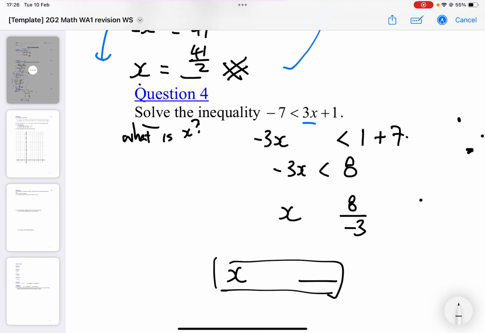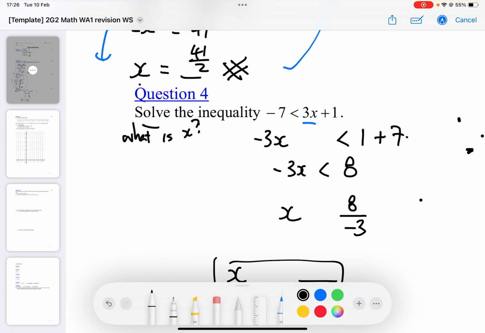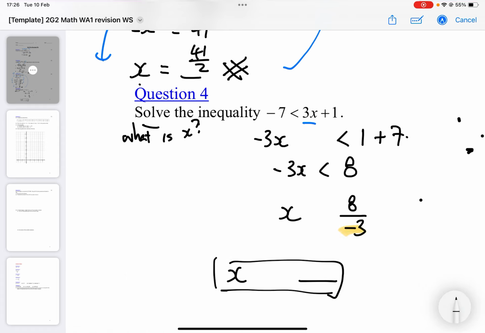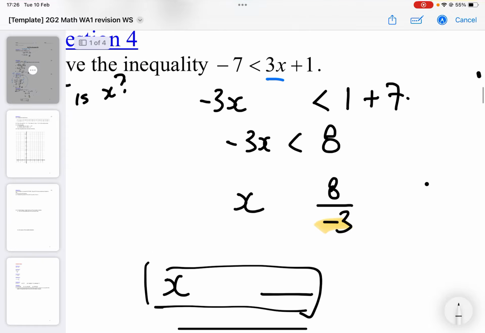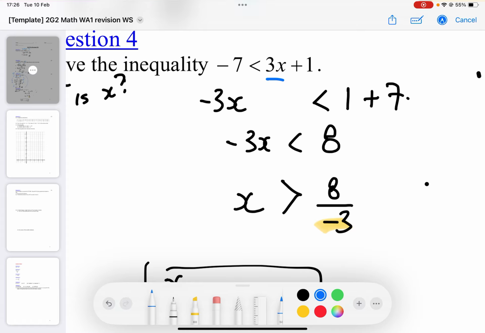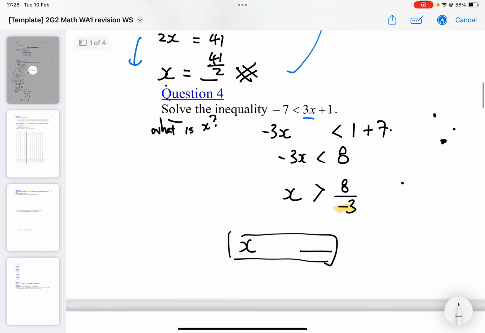Okay, so the only difference comes in for inequality. When I divide or multiply by a negative number, so in this case, this negative number, I must change the direction of the sign. So I started with smaller, then I must change the direction, okay, to become larger than this side. This sign must change side. Okay, then solved already. X must be larger than 8 over negative 3.